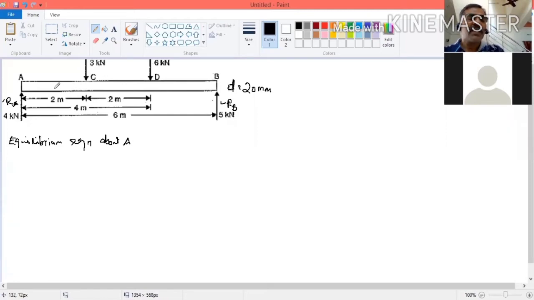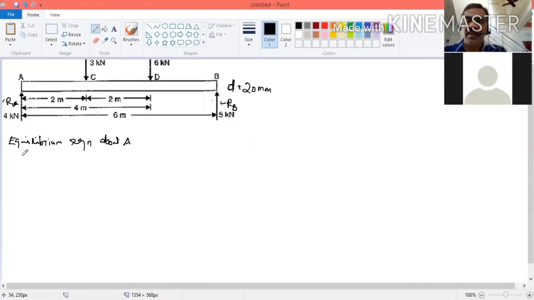You take clockwise as positive and counterclockwise as negative, or any sign you like. The sign convention we have used in finding the shear force and bending moment need not be used here. If it is clockwise, one sign; counterclockwise, another sign. That's all, right? The equilibrium equation is entirely different from finding the shear force. You cannot relate both.